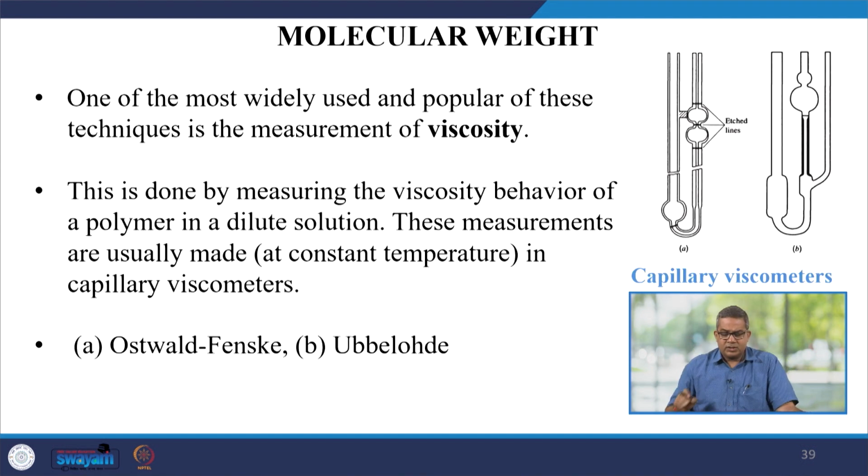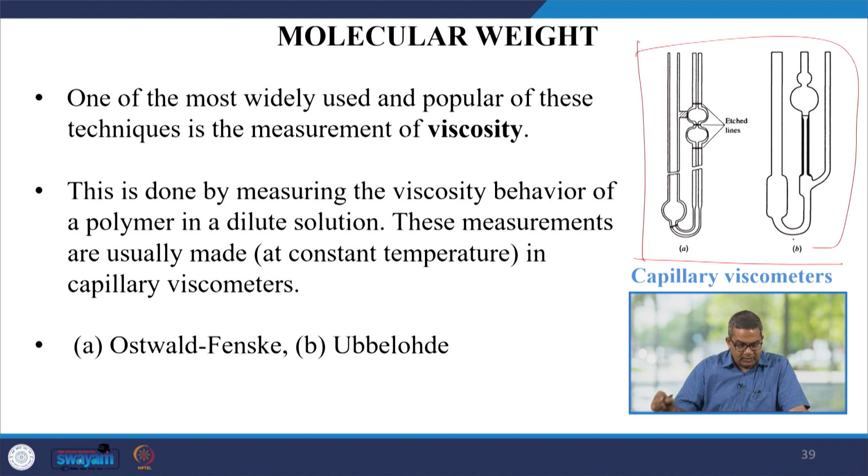Another method which is being widely used for the measurement of molecular weight is the measurement of viscosity. There are different types of viscometer available. This is done by measuring the viscosity behavior of a polymer in a dilute solution, and these measurements are usually made at constant temperature in a capillary viscometer. These are the capillary viscometers enlisted. This one is the Ostwald viscometer and this is the Abel-Hood viscometer.